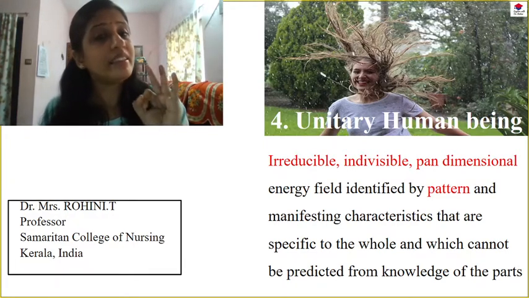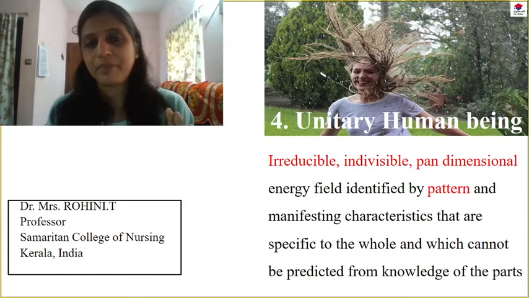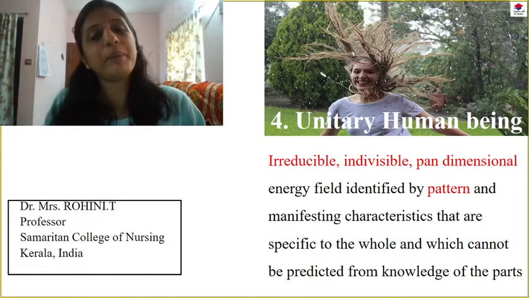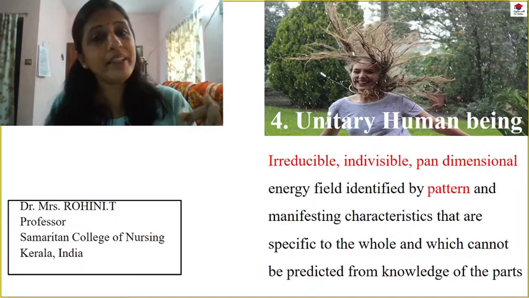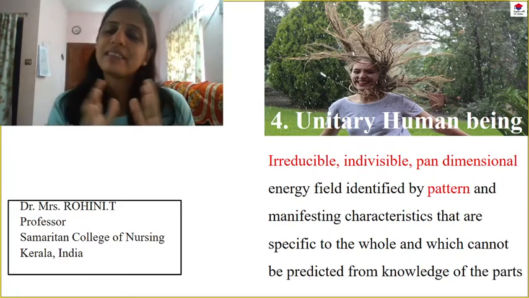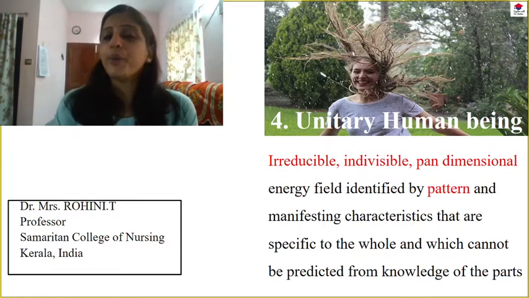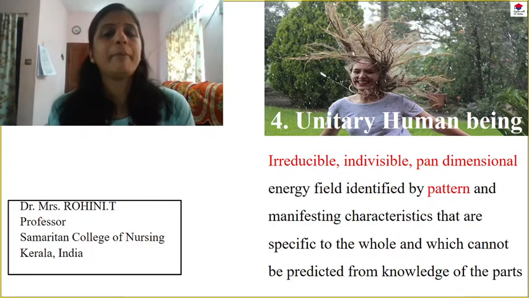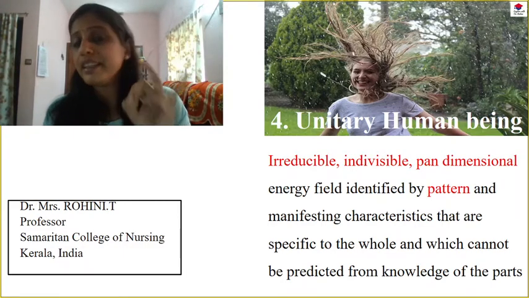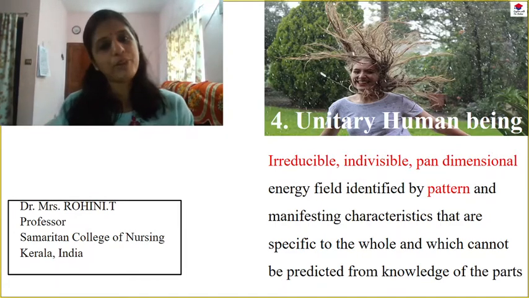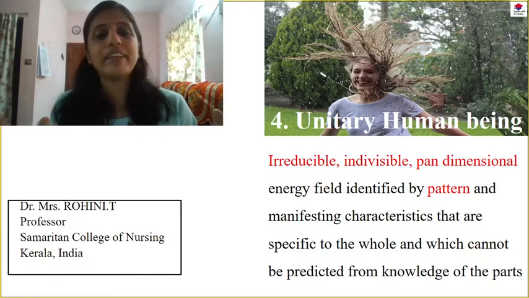Number 3, this energy field is pan-dimensional. You can influence a person anywhere, sitting anywhere else. Maybe you are placed in Asia, and maybe that energy field can travel even till Canada. The reason is, according to Roger, the energy field is pan-dimensional. Number 4, human being is a unitary human being because of 3 words: irreducible, indivisible, pan-dimensional, always interacting with the environment. And number 5, the environment is also having an energy field.